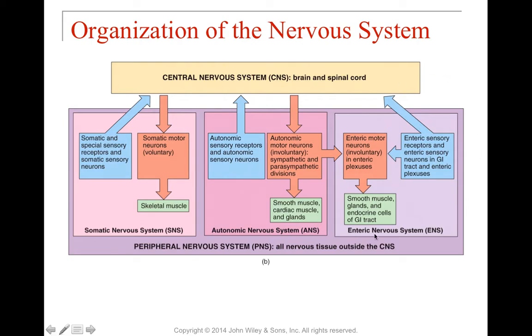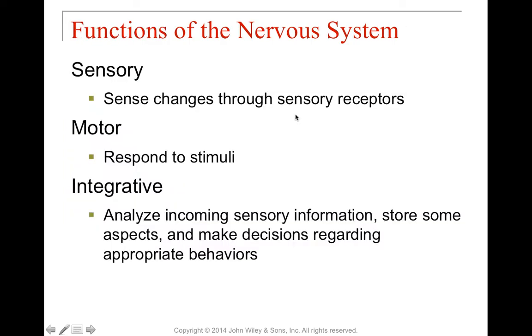We have the smooth muscle, cardiac muscle, and the glands that are part of the autonomic nervous system. And then we also have the enteric nervous system. The enteric nervous system is basically also involuntary, and it's in your enteric plexus. That includes things like your smooth muscle, glands, and the endocrine cells of the gastrointestinal tract. And again, just like all of the others, it's also constantly going to be in contact with the central nervous system. So all of these major systems, somatic, autonomic, and enteric, although they're primarily in the peripheral nervous system, all interact by sending information to and receiving information from the central nervous system.